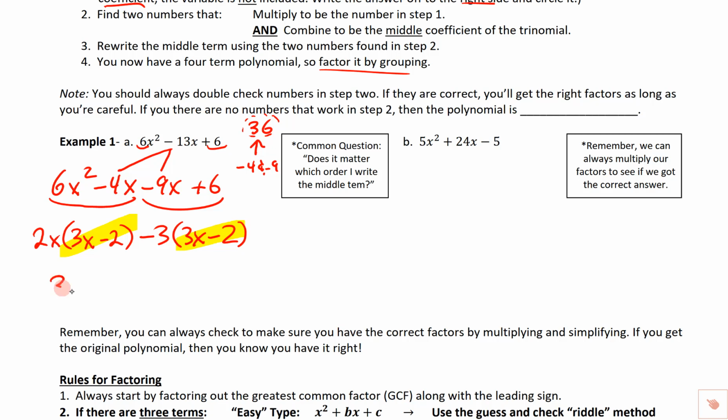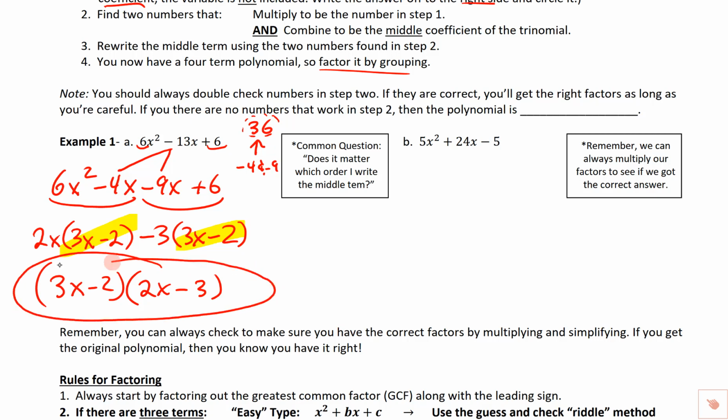So I'm going to write down that I've got a 3x minus 2. I'm going to take that out, and then I'm going to write down what's left. So what's left of this first one is a 2x, and what's left of this last one is a minus 3. And we circle that, and we are done. Now, there is a little bit of guess and check involved here in order to get these numbers. But if this has an answer and we do the rest of this right, we know that we're going to get this correct. This problem right here is really a hassle if you use any other method. You can do it without using this grouping, but it turns out to be pretty tricky.